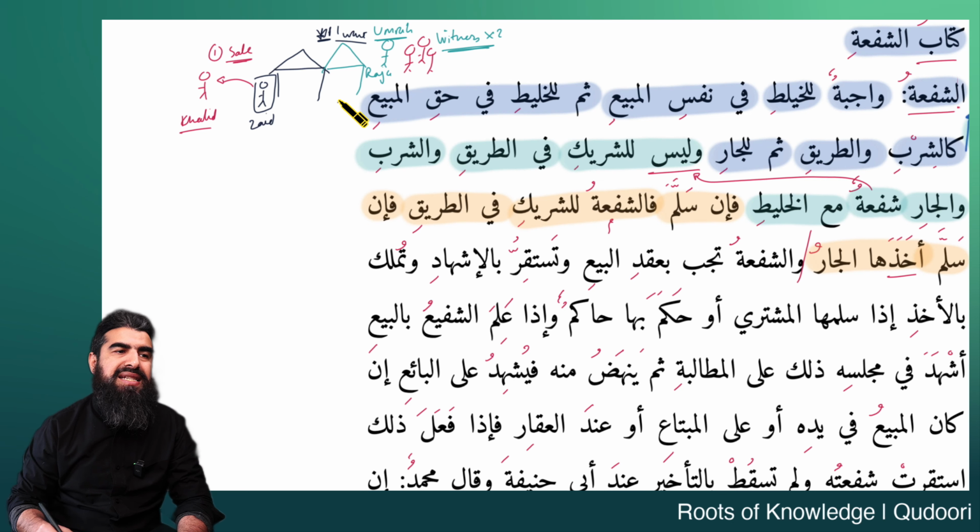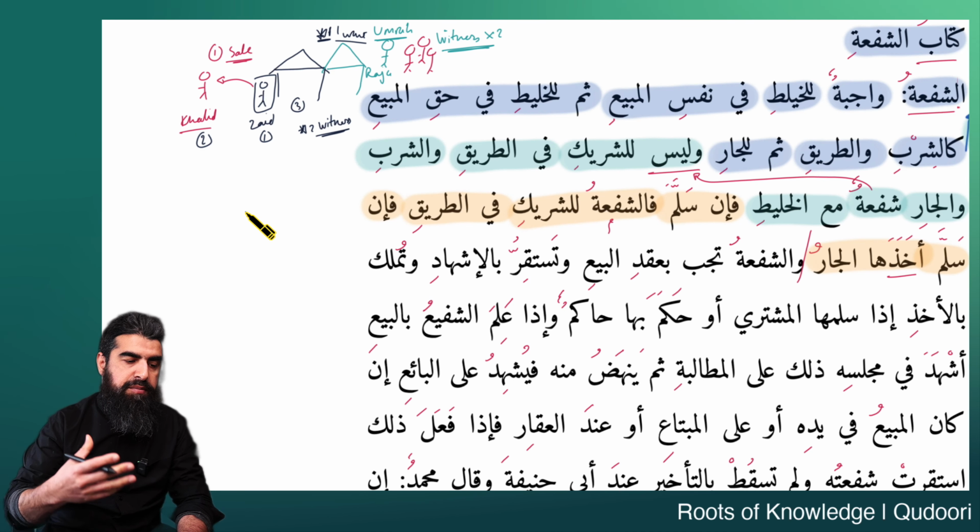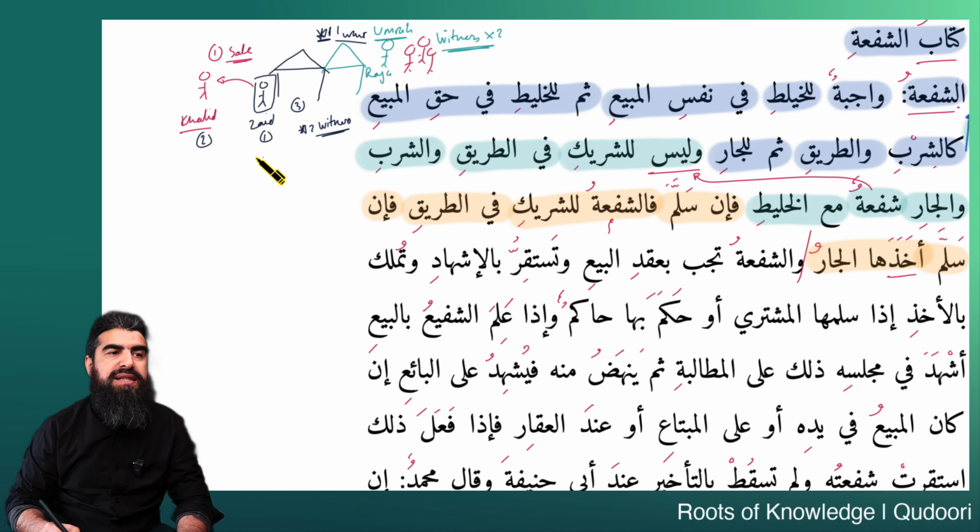And then the second is that he either goes to the seller, or he goes to the buyer, or he goes to the property, and he's got to do a second witnessing. So he makes people witness that he has shown interest in this. So that's basically the two types of situations that he has.